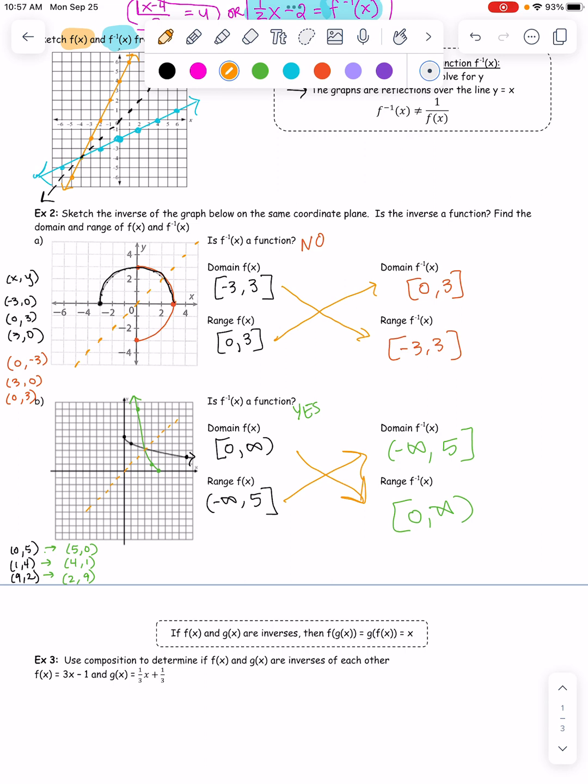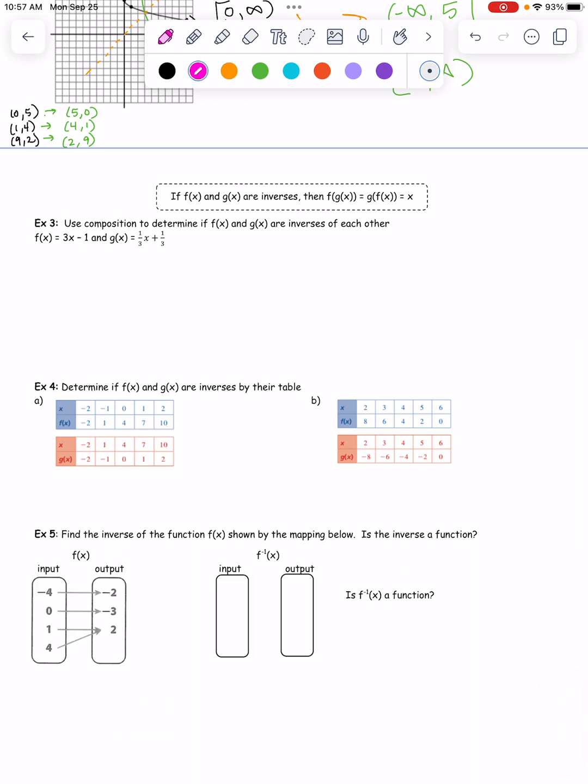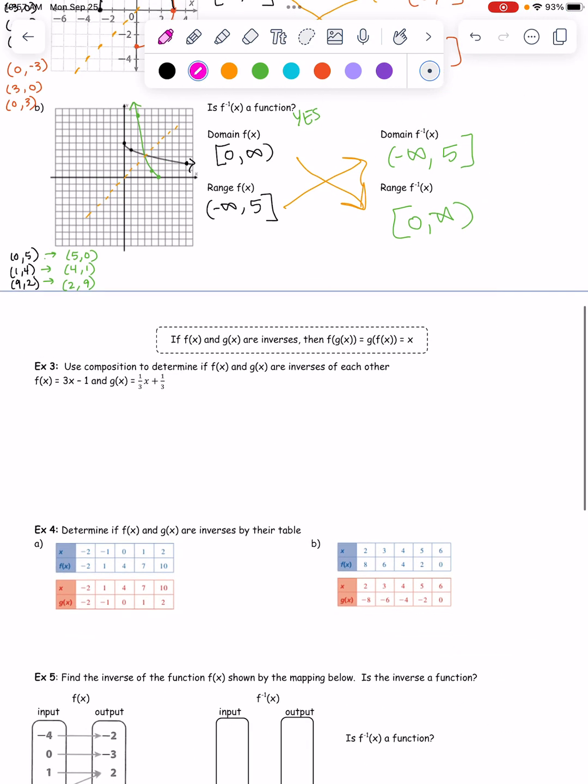Okay, so inverse is all about switching the x and y, whether you're solving algebraically or doing the graph. Now let's go back and do some composition. So this is taking it back to Unit 1.